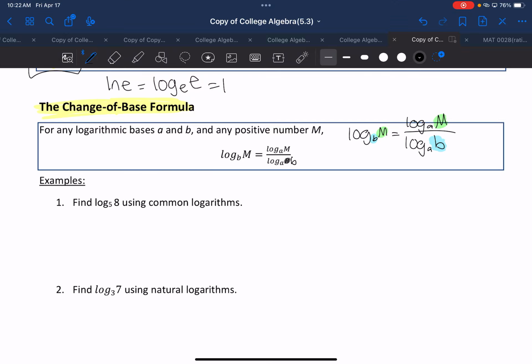So for example, number 1 says find log base 5 of 8 using common logarithms. Common logarithms are whenever the base is 10. That's what I just said. Log base 10 of x is a common logarithm, which is the same thing as just log of x. We don't usually write it if the base is 10. So this will become log of 8 over log of 5. Both of those have base 10, so I can easily put this in my calculator.